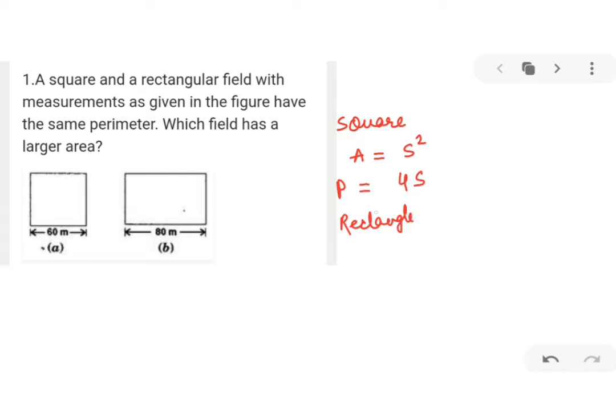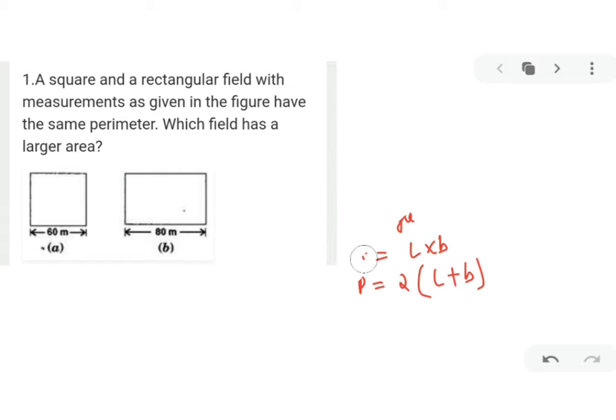Next, what is a rectangle's area? Area is length into breadth. And what is the perimeter? It is 2(L plus B), because you have 2 lengths and 2 breadths. So when you go for perimeter, you have to find 2 bracket L plus B. Got my point clear? Okay, let's take our problem number 1.